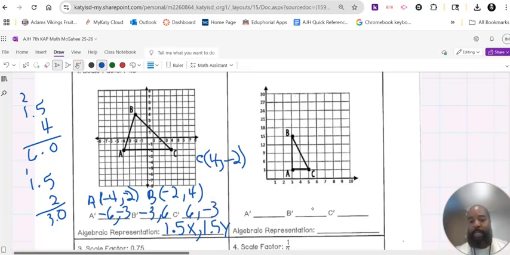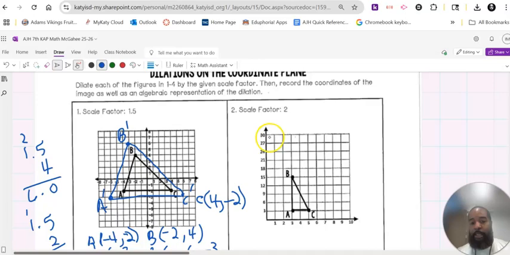Okay, all I did was multiply each of my x and y values by 1.5, and then I should be able to plot my new points. So my new A would be -6 comma -3, which would be here. My new B would be -3 comma +6, which would be here. And then my new C would be 6 comma -3, which would be here. Okay, and then I should be able to see a much larger triangle. Well, not much larger, but 1.5 times larger. Okay, so that's how I would approach that problem.